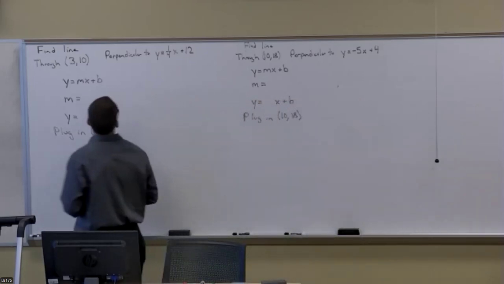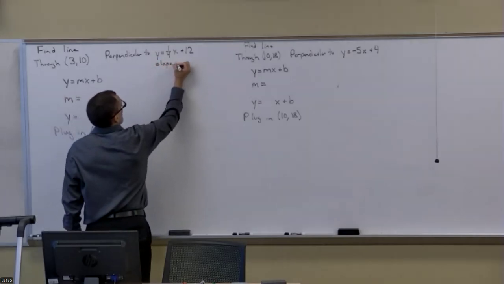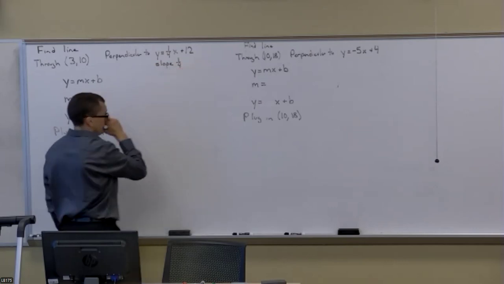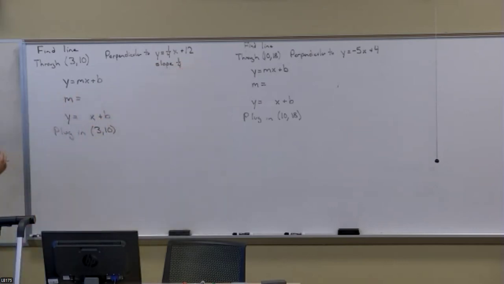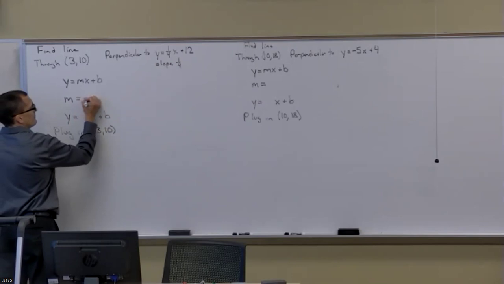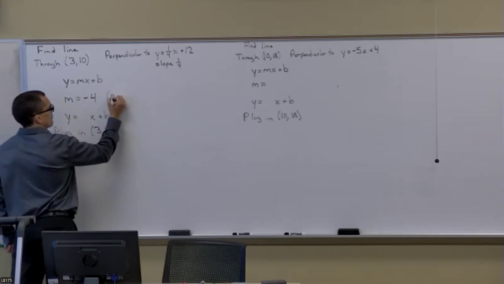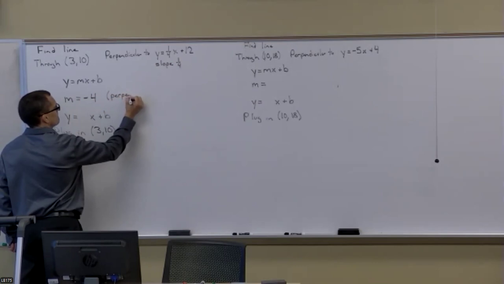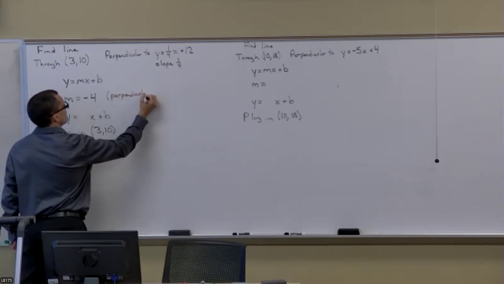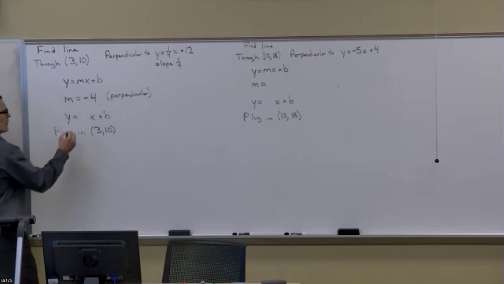All right, so let's go ahead and do these. First off, in this first perpendicular problem, the given slope is 1/4. That means my slope needs to be -4/1, or just -4, because of perpendicular. Negative reciprocals, we get -4.